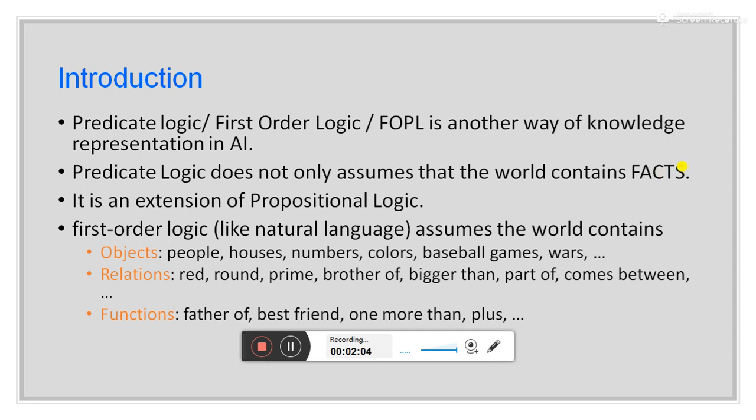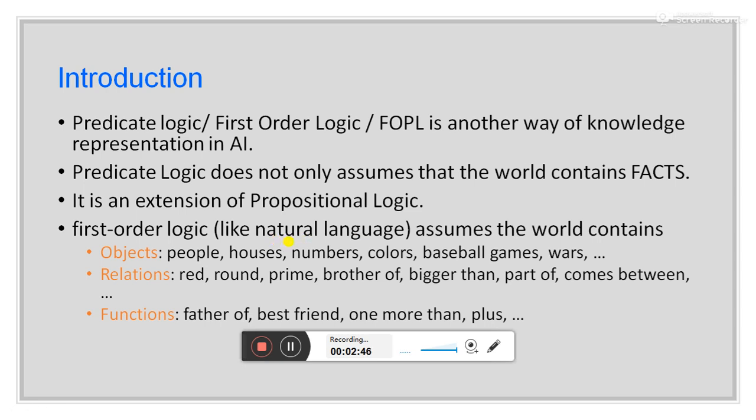In predicate logic, we are not restricted to sentences that contain only facts. So it is an extension of propositional logic. First order logic is like natural language, that is, like the language human beings use. Similarly, the way of representation in first order logic is similar to that of natural language.